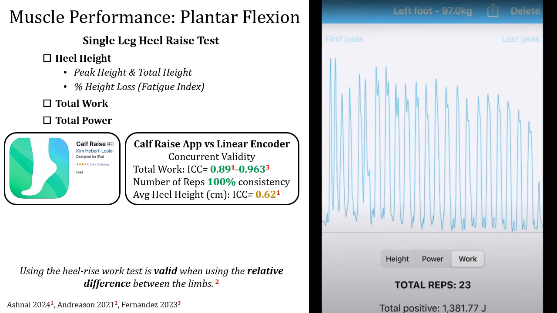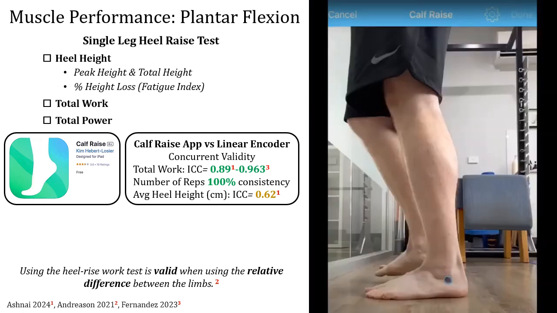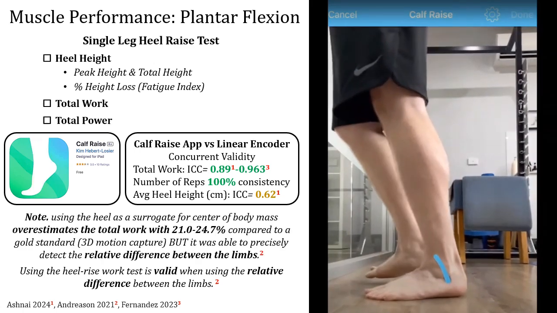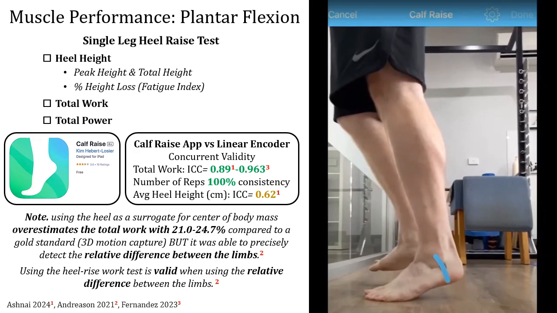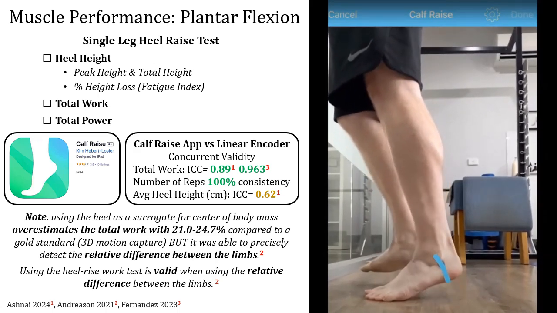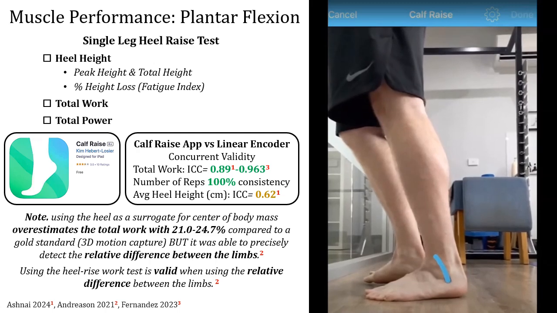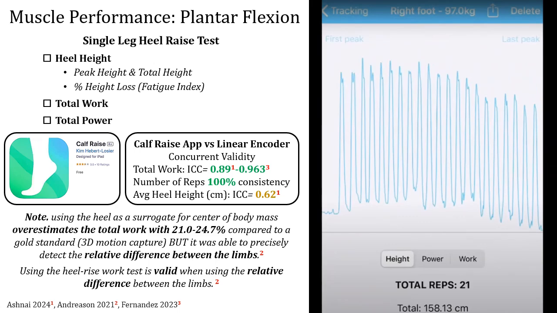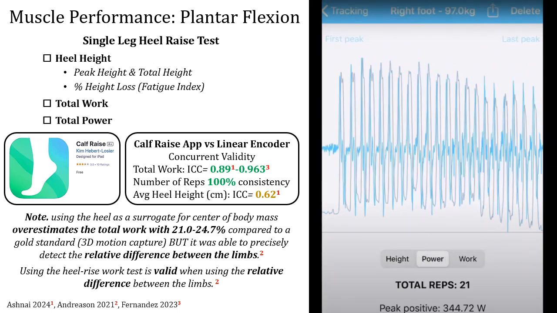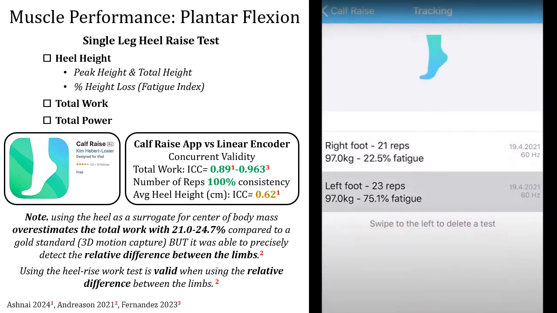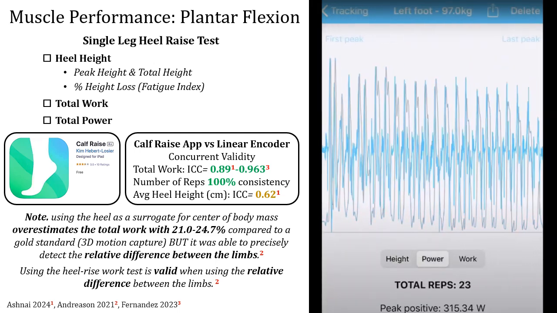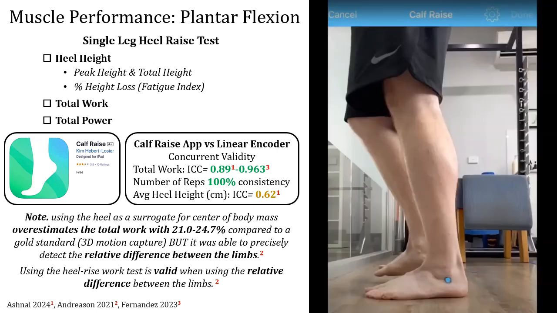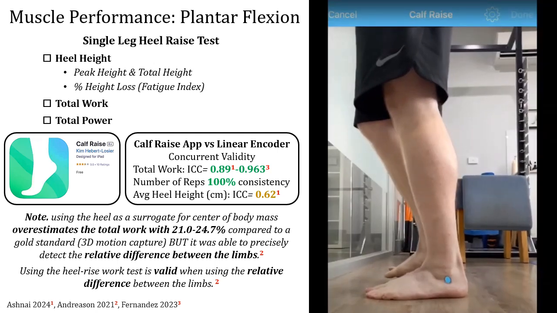The concurrent validity here is good to excellent for total work. Number of repetitions is 100% consistent with a linear encoder. It is important to note that using the heel as the surrogate center of mass for the body overestimates the total work by 21 to 25% compared to the gold standard of a 3D motion capture system, but it is able to precisely detect the relative difference between the limbs, and thus it's a reliable measure even if it underestimates the total power. And we also know that using the heel rise work test is valid when using it relative to the difference in the other limb.